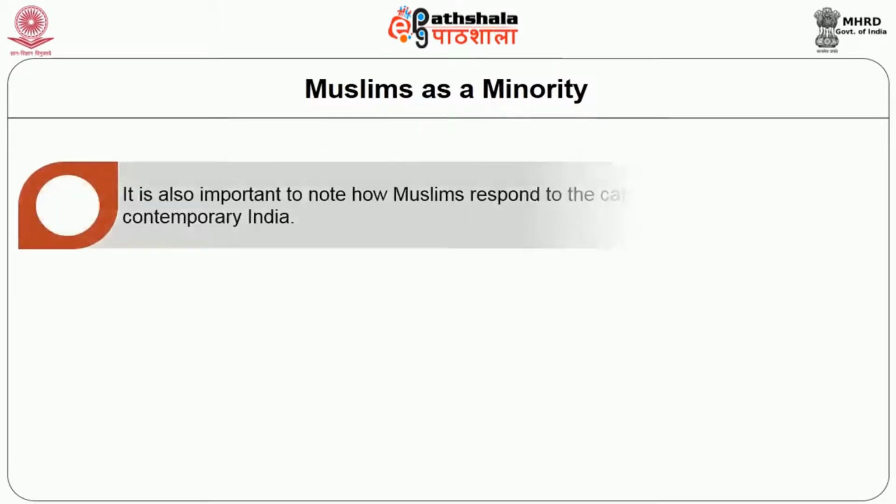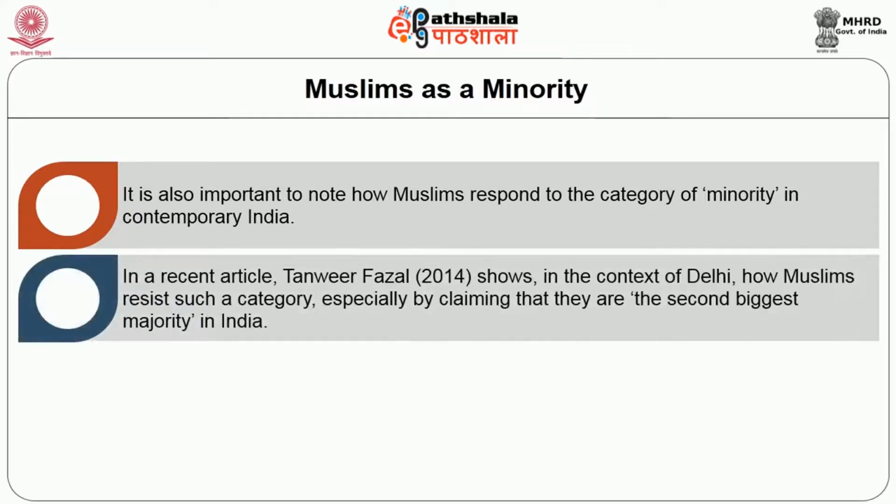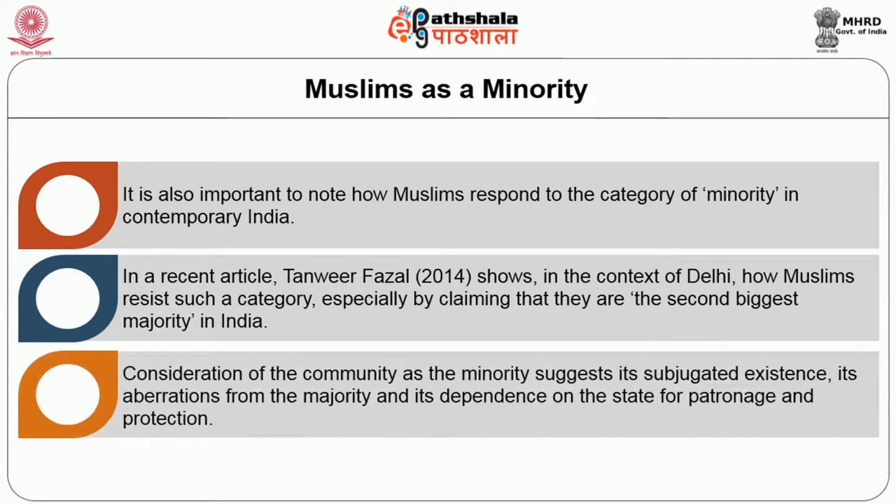It is also important to note how Muslims respond to the category of minority in contemporary India. In a recent article, Tanveer Fazal shows, in the context of Delhi, how Muslims resist such a category, especially by claiming that they are the second biggest majority in India. Consideration of the community as the minority suggests its subjugated existence, its aberration from the majority and its dependence on the state for patronage and protection.